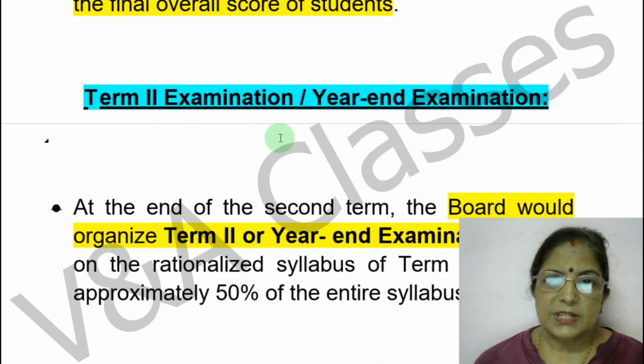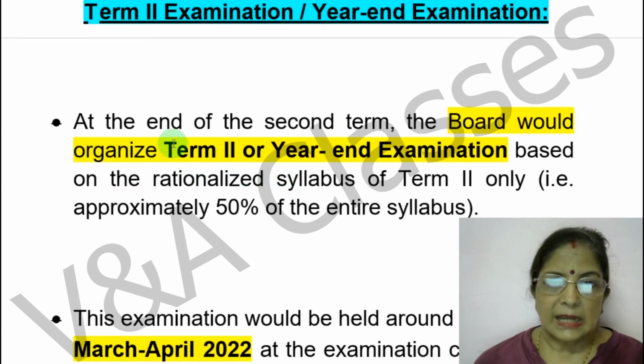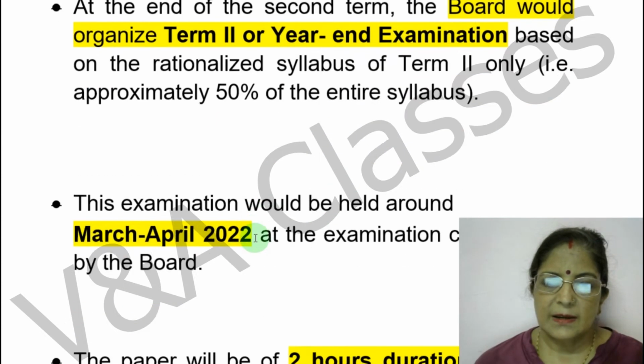Now term 2 examination and year end examination. अब term 2 examination किस तरह से होगा उसके बारे में बताया जा रहा है. At the end of the second term, the board would organize the term 2 or year end examination based on the rationalized syllabus of term 2 only, that is approximately 50% of the entire syllabus.